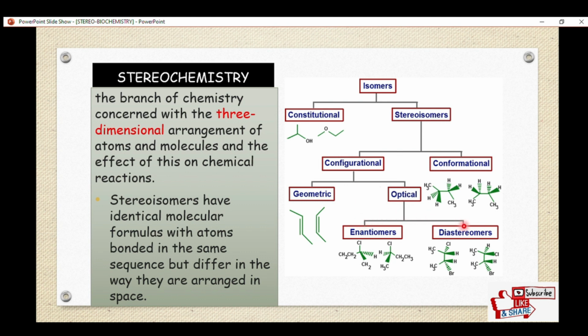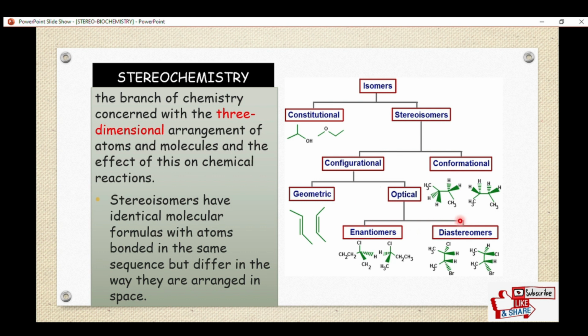Enantiomers are molecules that are mirror images of each other. We'll talk about them in detail in a few minutes. If we draw a straight line here, you can see that the chlorine is in the same position as the chlorine in this second molecule. So they are just mirror images of each other. We talk about chiral centers, and you get to know more about enantiomers.